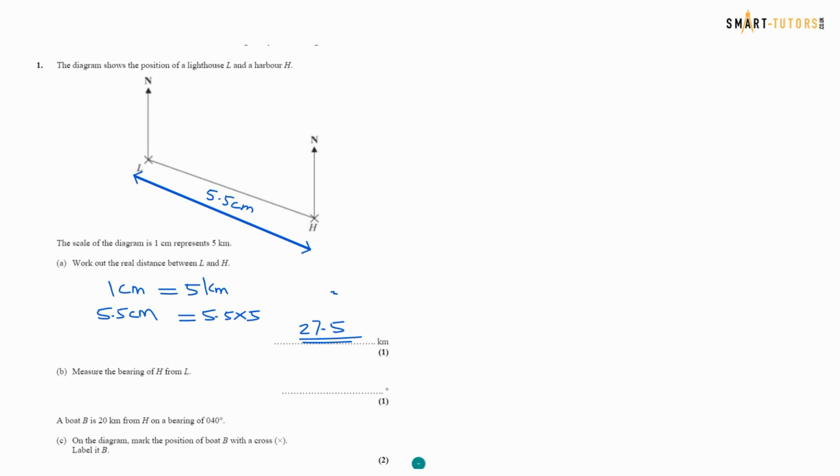The second part, measure the bearing of H from L. So 'from' is the magic word here. After the 'from', it's where you are standing. So you are standing here and looking at H. So when it comes to bearing, there are 3 points you need to remember. The 3 points are: always measured from north, always measured clockwise, and the answer has to be presented in a 3-digit format. So here, if you are looking at H from L, this is the angle you want, right?